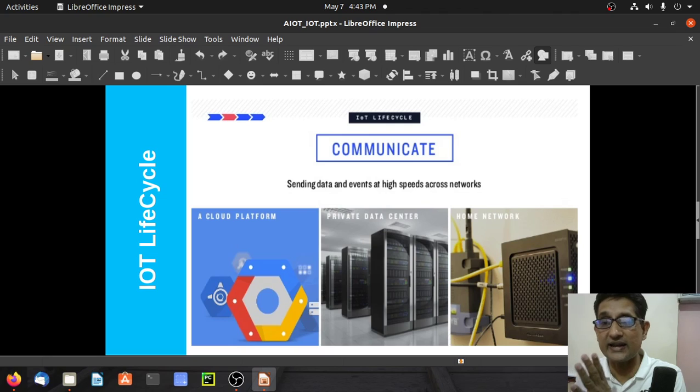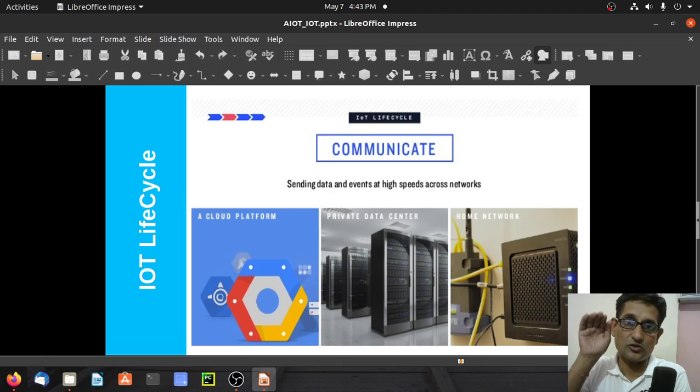Once data collection happens, the role is that we have to send the data to the centralized location. You have to communicate the data back through some communication technology. There the role of the internet comes in, right? That's why you call it Internet of Things, because the communication is happening over the internet.